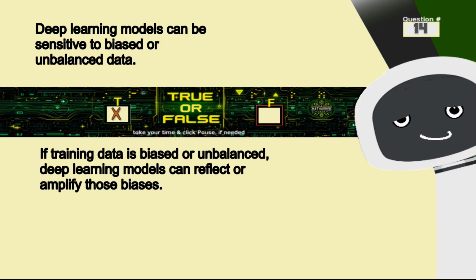True or false? Deep learning models can be sensitive to biased or unbalanced data. That's true. If training data is biased or unbalanced, deep learning models can reflect or amplify those biases.